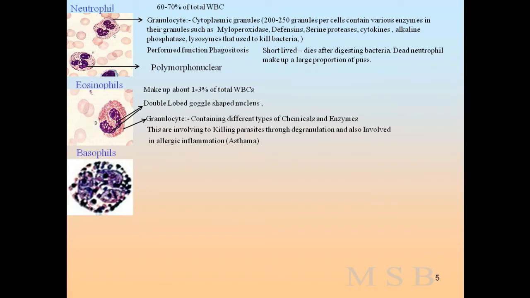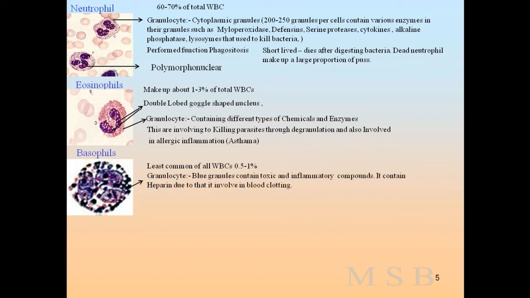The next cell is the basophil. It is the least common of all the WBCs, about 0.5 to 1%. It has blue granules containing toxic and inflammatory compounds. It contains heparin, due to which it is involved in blood clotting. It plays an important role in parasitic infections and in allergic reactions.